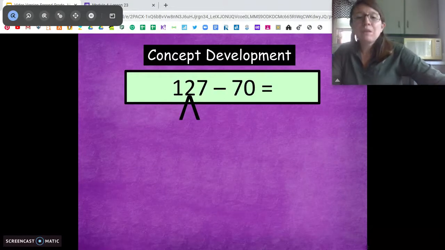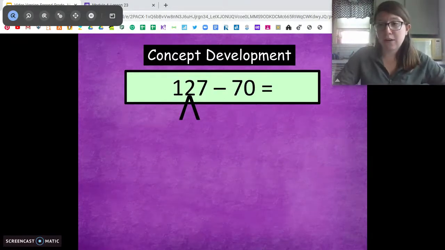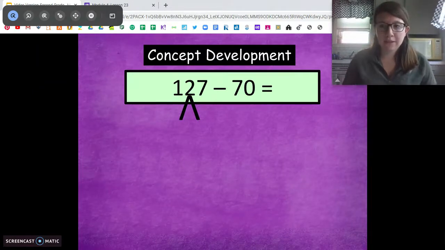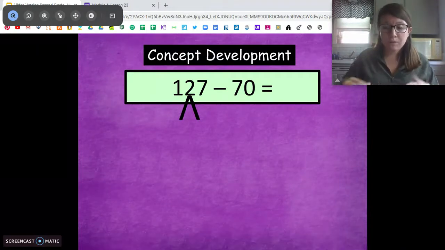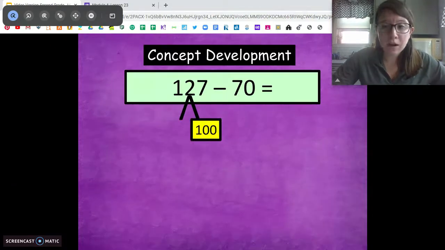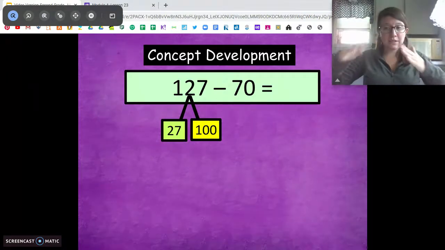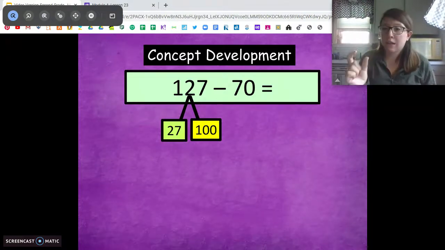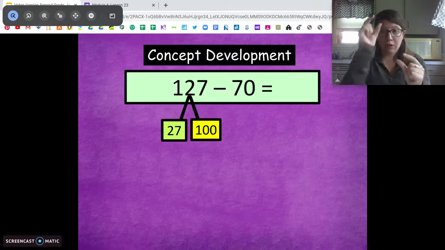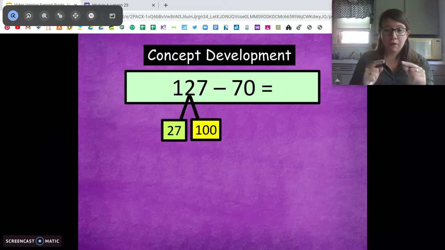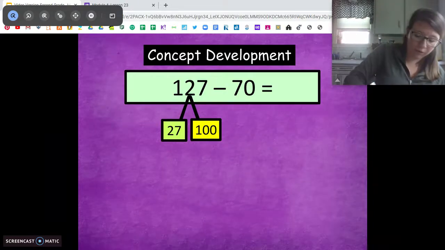Let's try another one. So 127 minus 70. Write that on your paper. It sounds scary. We're going to break it down. 127 minus 70. So we're going to break down our whole. Okay? We're going to break it down into 100. Because that's an easy number for us to subtract. And then our other 27 ones. You're not going to break it apart into hundreds, tens, and ones. You're going to break it apart into the 100 and then the other group, the other ones. So 127. From there, I'm going to do this on my board for you.